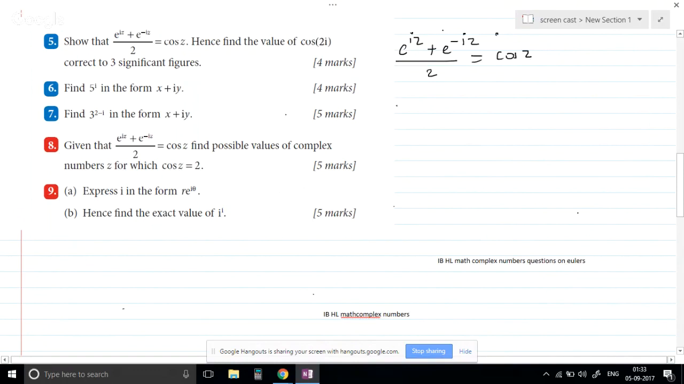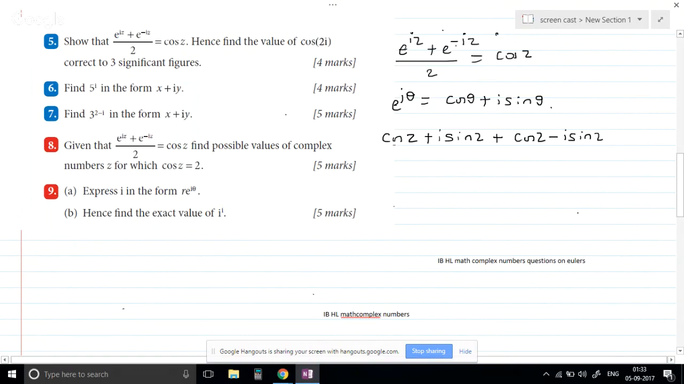Now we know from Euler's form that whenever it is e to the power i theta, it is cos theta plus i sin theta. Now this form we are going to use for both the terms individually. For the first term, it will be cos of z plus i sin z. For the second term, cos of z minus i sin z.